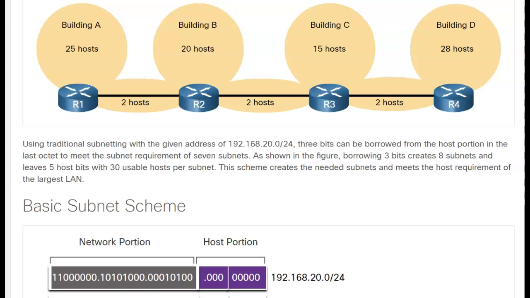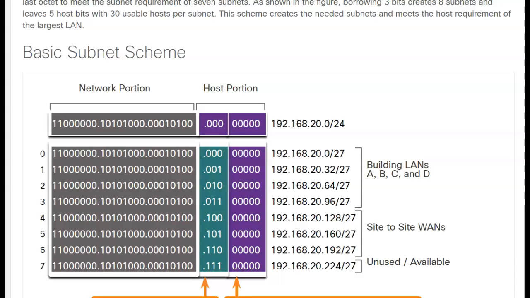So between router 1 and router 2, there are only 2 hosts. There are only 2 network connections I've got to worry about. So I want to make sure I don't waste anything. So I've got 7 networks, and I've got 28 hosts I've got to manage. The perfect solution for that is to borrow 3 bits. So that gives me 3 bits. 2 to the 3rd gives me 8 subnets, 000 to 111, and it gives me 2 to the 5th minus 2. I can't use the network and can't use the broadcast address.